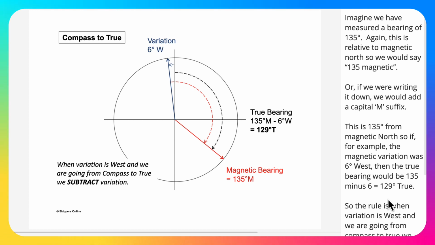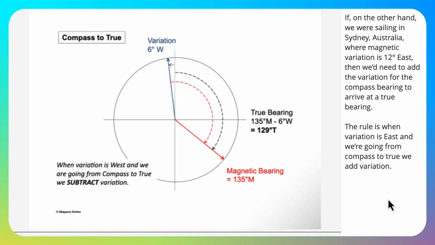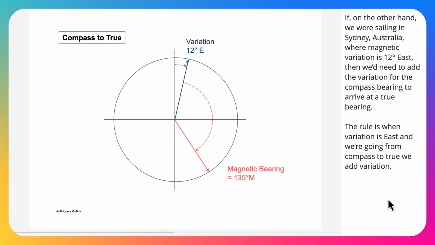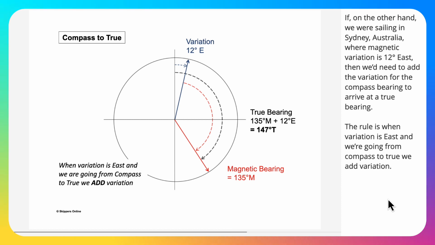Notice that we've added a T suffix, and from now on you should get into the habit of suffixing bearings or courses with either M or T according to whether they are magnetic or true. If, on the other hand, we were sailing in Sydney, Australia, where magnetic variation is 12 degrees east, then we'd need to add the variation to the compass bearing to arrive at a true bearing. The rule is, when variation is east and we're going from compass to true, we add variation.